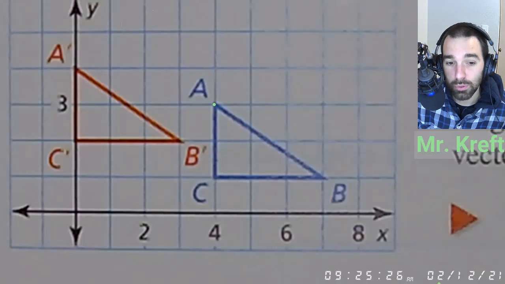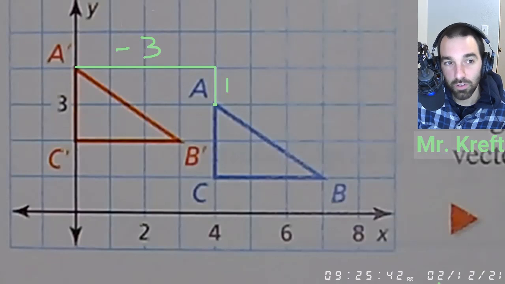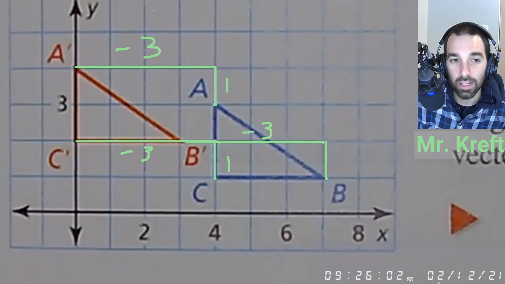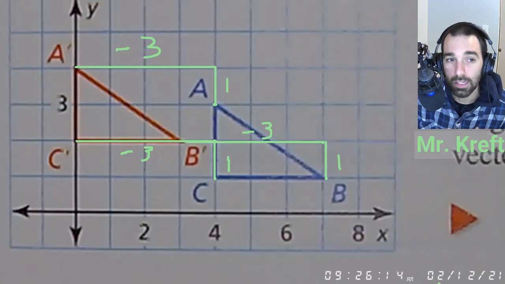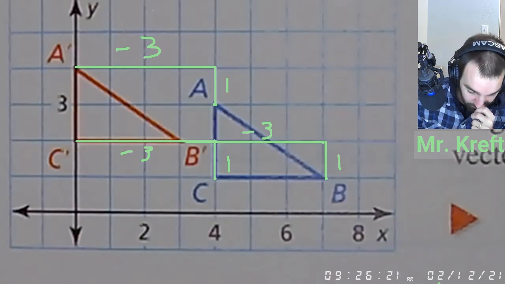Okay? Now, we know that blue is my original image. So to get from A to A prime, I had to go up 1 and I had to go left 3. You guys agree with that? So from A, I had to go up 1, left 3 to get to A prime. Now let's take a look at C. At C, I'd have to go up 1 and then left 3. So again, left 3, up 1. From B, I'd have to go up 1 and left 3. Now, if we all had graphing paper, this would be really easy for all of us to do. But what's important here is that every point is moving the same amount. All 3 points are moving up 1, left 3.